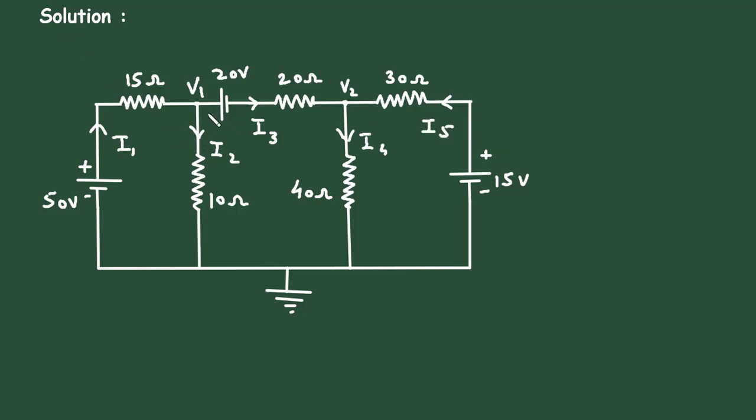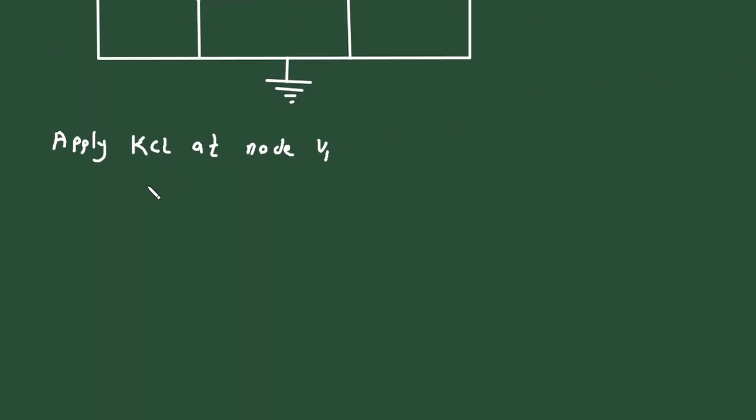So first step is to apply KCL at node V1. KCL stands for Kirchhoff's current law. Now according to KCL, summation of all the currents entering a node is equal to summation of all the currents leaving the node.